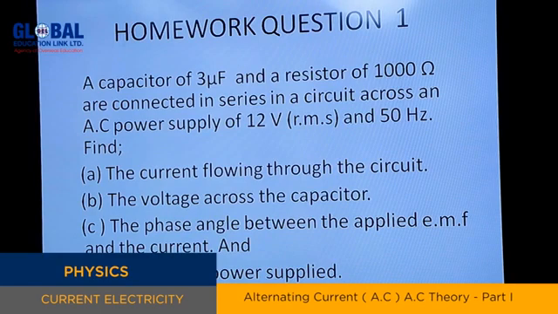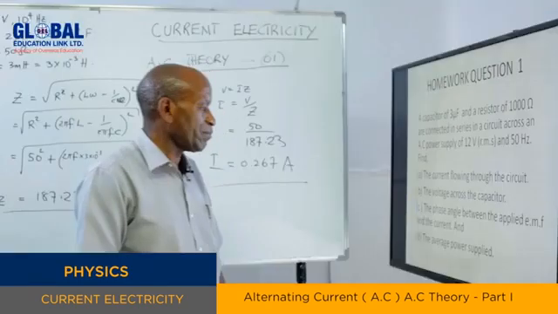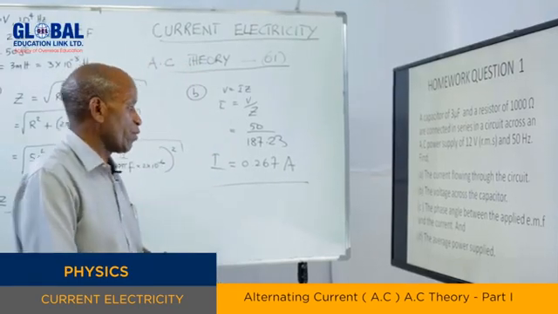B, find the voltage across the capacitor. C, find the phase angle between the applied EMF and the current. And D, the average power supplied. So this is the question.